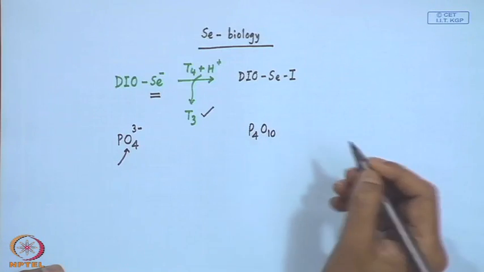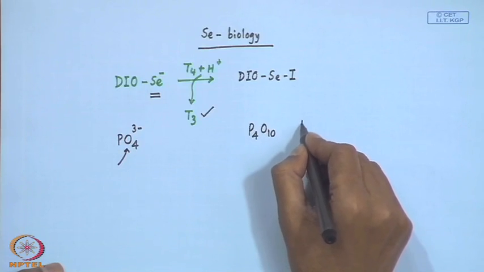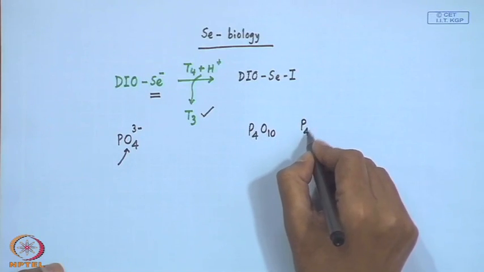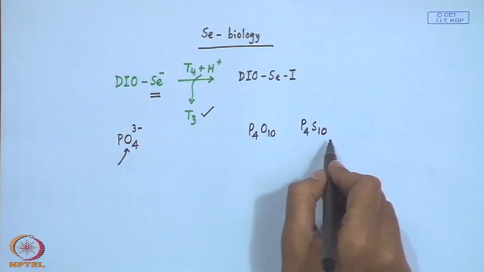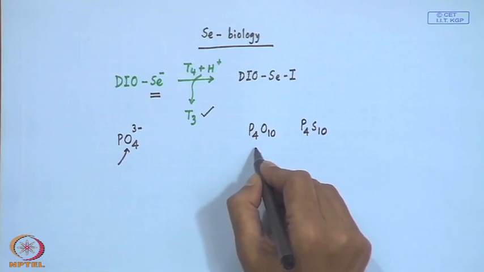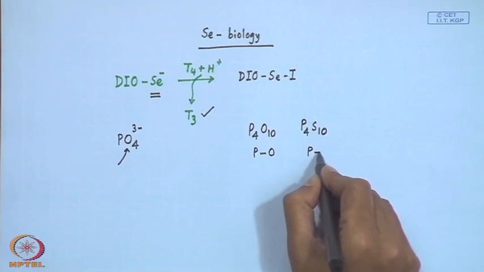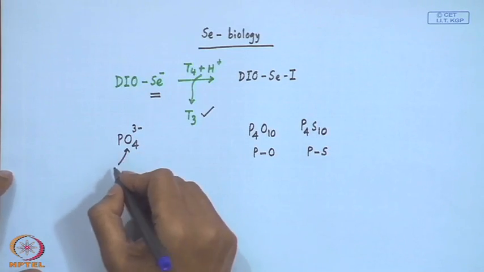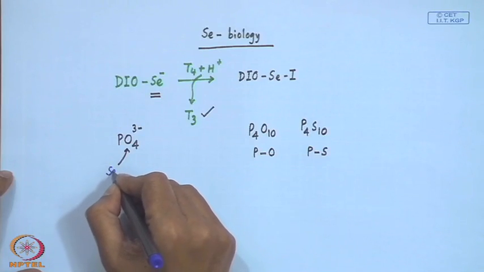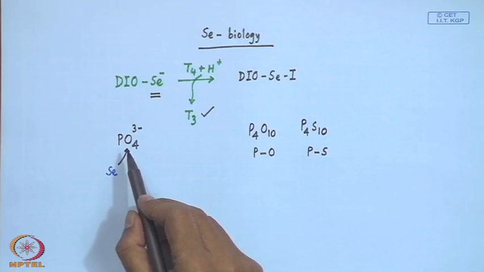Because we all know P4O10, the dimeric form of phosphorus pentoxide, is there. Similarly, P4S10 is also possible, that means oxygen atoms can very nicely be substituted by sulfur groups. Here we have phosphorus oxygen bonds, here we have phosphorus sulfur bonds. So, in the same fashion, if we are able to substitute one of the oxygen atoms by selenium, we get the corresponding selenophosphate.